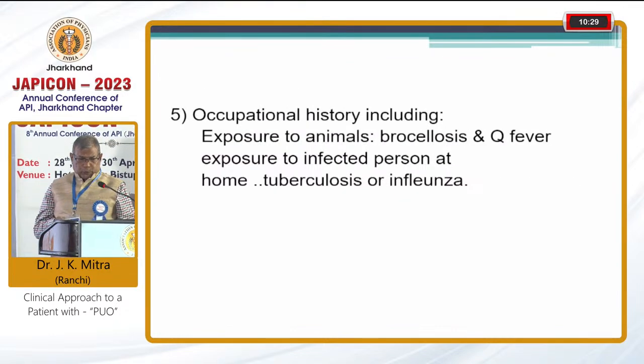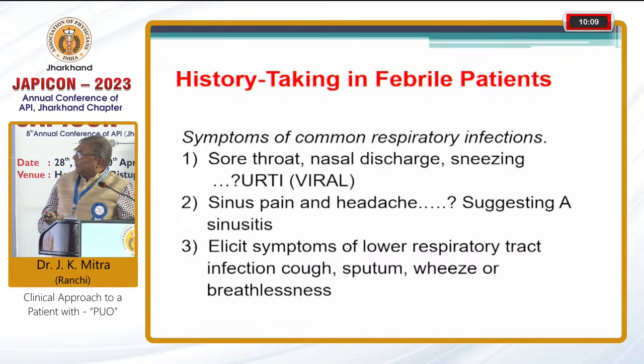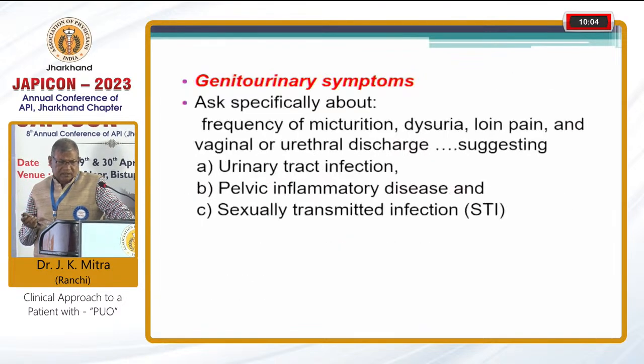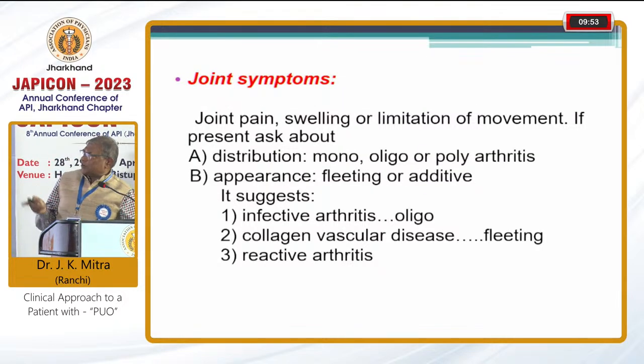Then occupational history, including exposure to animals. This also should be considered. Then household pets: are there household pets or not? Then ingestion of unpasteurized milk or cheese, sexual practice, IV drug abuse, alcohol intake, prior transfusion or immunization, drug allergy. And whenever history taking is done, sore throat will give a clue, sinus pain, genital symptoms, abdominal symptoms. Ask whether abdominal symptoms or gastroenteritis are there or not. Then joint symptoms: one should ask whether the patient is having this type of infection.